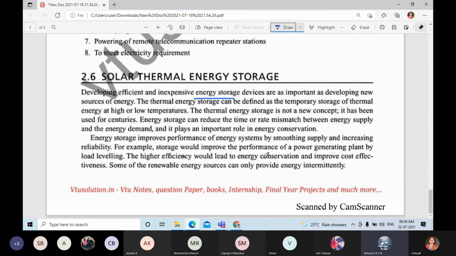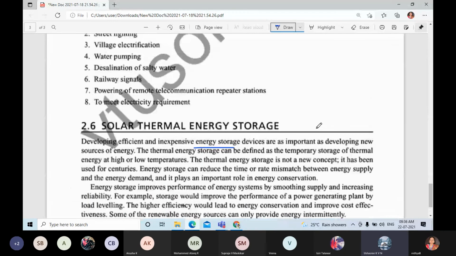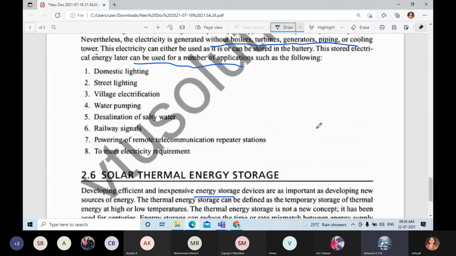Village electrification, water pumping, desalination of salty water, railway signals, powering of remote communication repeater stations to meet electricity requirements. These are the applications of solar electric conversion.